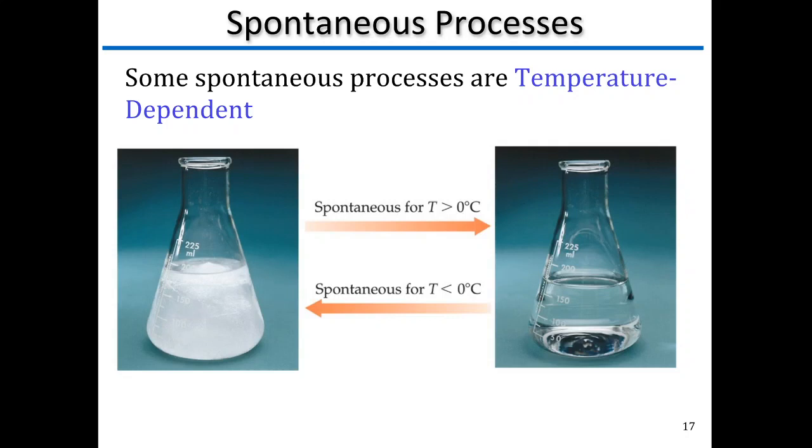Some spontaneous processes are temperature dependent. For instance, if we have a glass of water, or a flask of water in this case, and we put it in conditions where we have a temperature less than 0 degrees C, in other words, below the freezing point of the water, then without me doing anything, or without you doing anything, the water will naturally just freeze. So at temperatures below 0 degrees C, water naturally freezes. This is a spontaneous process. We don't have to do anything. It just happens.